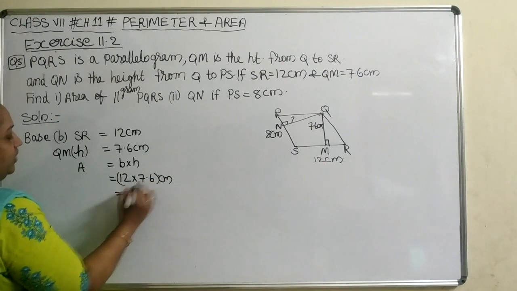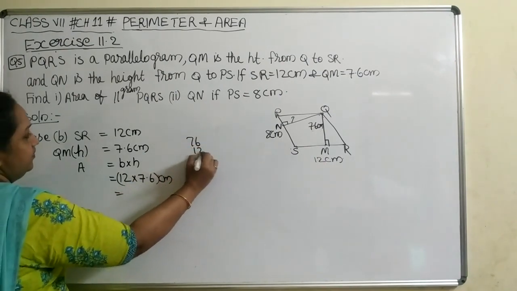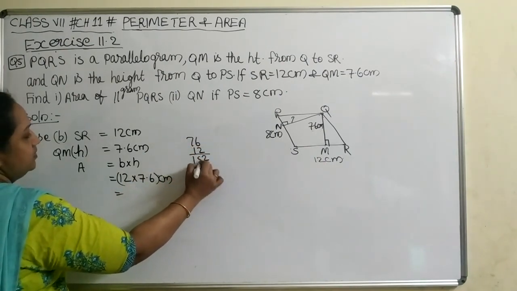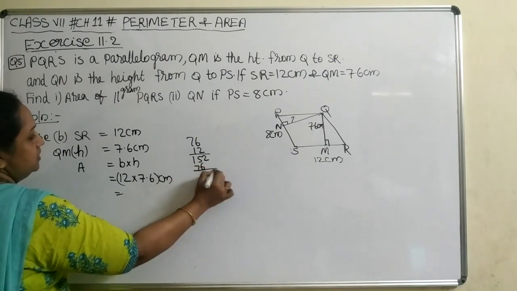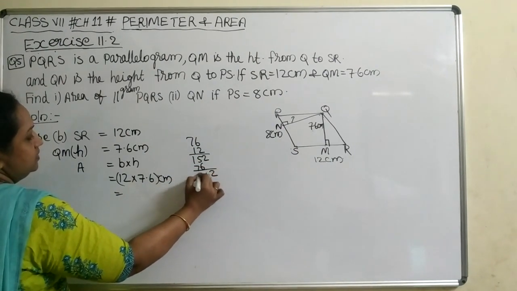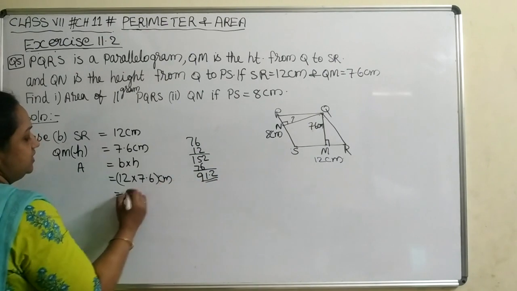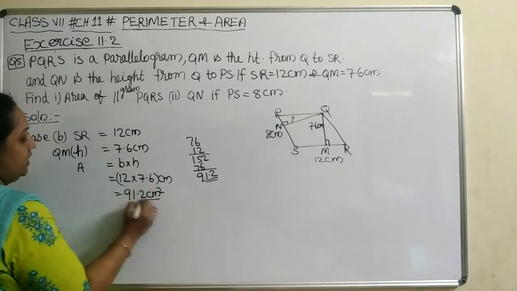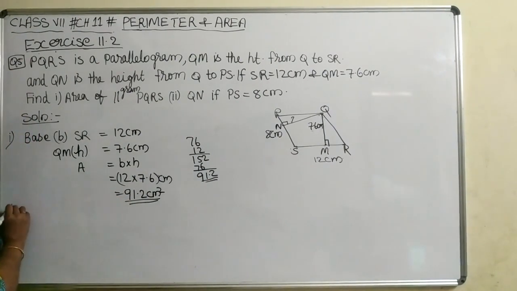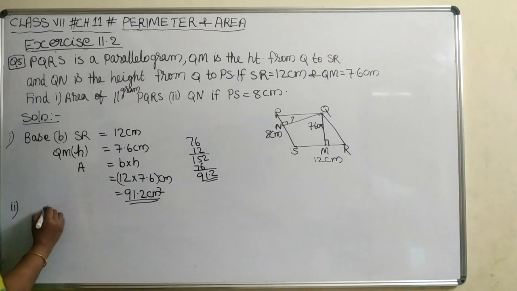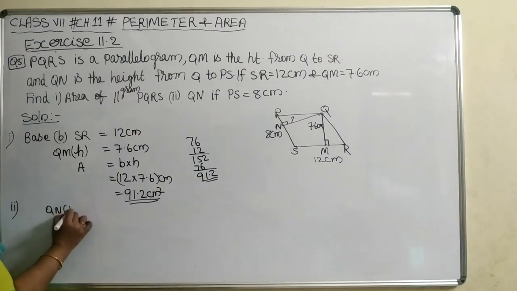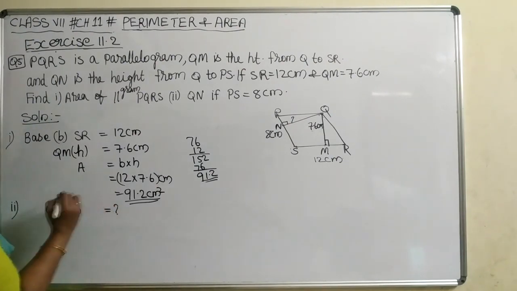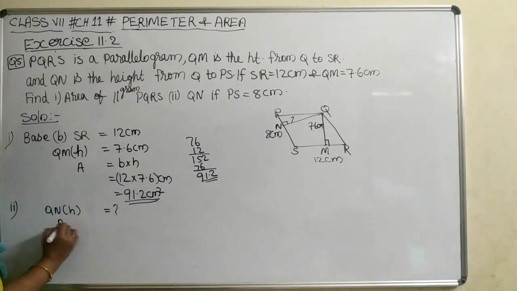centimeter. While multiplying, removing one digit, we get the answer as 91.2 centimeter square. Now we move to the second part of the question. We can find the perpendicular height QN, that we have to find out. The base is PS.